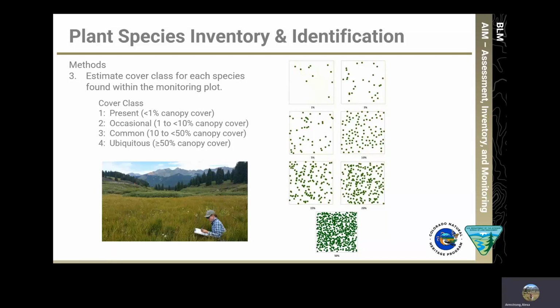Step 3 is to estimate the cover class for each species found within the monitoring plot based on its canopy cover. The cover classes are as follows. Cover class 1, present or less than 1% canopy cover. Cover class 2, occasional or 1 to less than 10% canopy cover. Cover class 3, common or 10 to less than 50% canopy cover. And cover class 4, ubiquitous or greater than or equal to 50% canopy cover. The visual estimate guide here can also be found in Appendix N of the protocol.